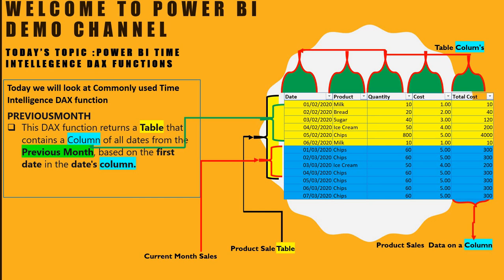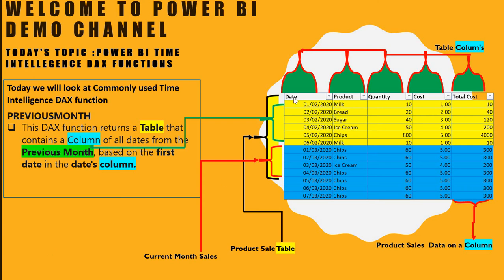Today's topic, Power BI time DAX function. Today we will look at a commonly used time intelligence DAX function, which is PREVIOUSMONTH. This DAX function returns a table that contains a column of all the dates from the previous month based on the first date in the date column.